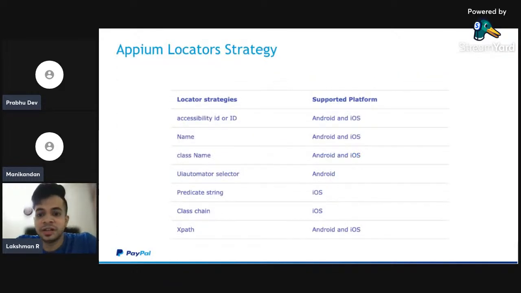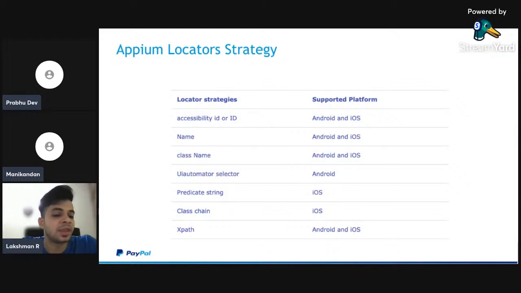Now comes the interesting part. How many locators does Appium have? Similar to Selenium, Appium also has a locator strategy. It has a certain hierarchy level, and based on its priority level, each appropriate locator strategy is designed for the respective platforms.